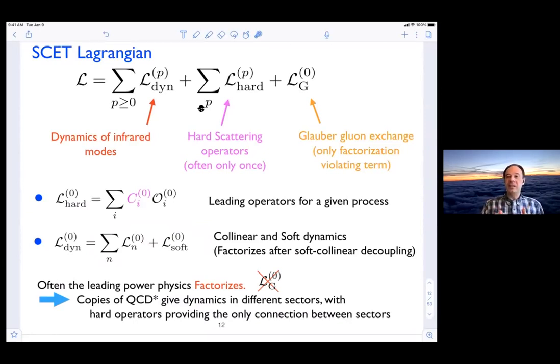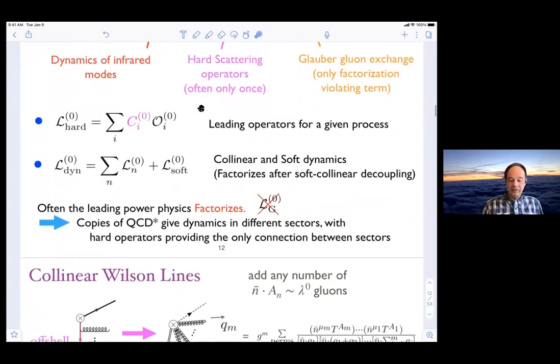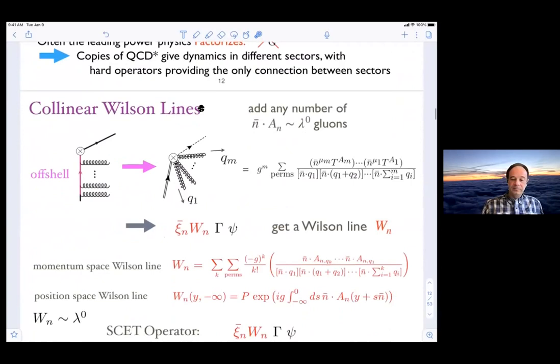And that leads to this idea of factorization, that the dynamic part of the Lagrangian is just a copy of QCD for each type of particle. The hard interactions cause the particles to talk to each other. And as long as this Glauber Lagrangian is not doing anything, so we can cross it out, then we have a factorization of the process, where we have a factorization at the hard scale and then independent dynamics of the particles going out. So I'll come back and say more about that in a little bit.